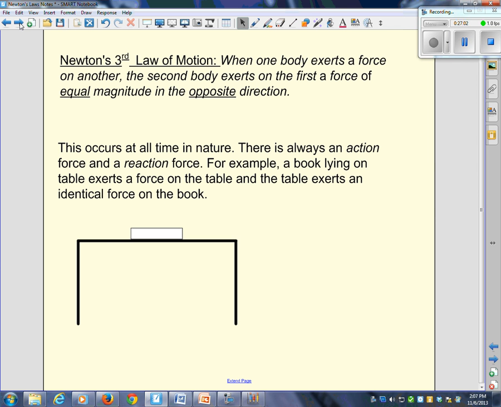When one body exerts a force on another, the second body exerts on the first a force of equal magnitude in the opposite direction. If I come up and I drill Anderson in the head, not going to do that. But if I did that with, say, 1,000 newtons, how much force on my fist? 1,000 newtons. It would in fact hurt me as much as it hurt you, wouldn't it? Yes. If I push on the desk here with, say, 100 newtons, is the desk pushing back on me? Yeah. How much? 100 newtons.